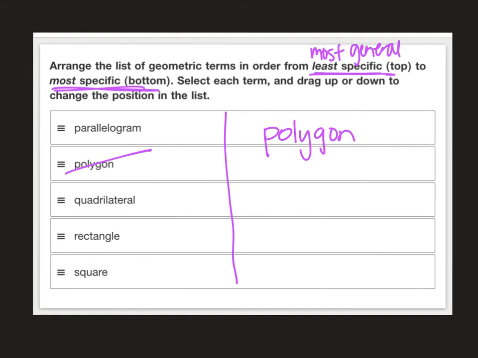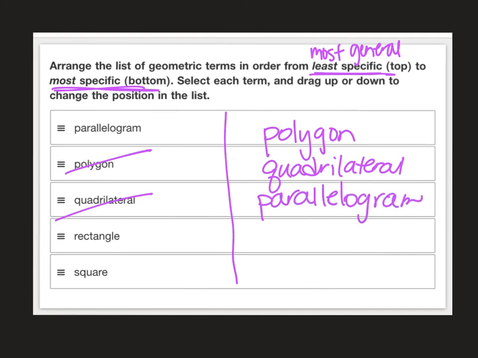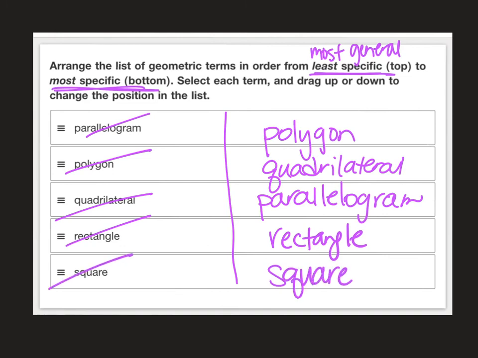All right, in this situation, I'm going to mark them out as I use them. So look at the 4 we have left. Quadrilateral is a specific 4-sided shape, so it would go next. Then a parallelogram says that it specifically has 2 sets of parallel sides. A rectangle now says that not only does it have 2 pairs of parallel sides, it also has 4 right angles in the corners. And then the last one is the very specific one. It has 4 equal sides and the 4 right angles. So that is the order from least specific to most specific. That's what that question means.